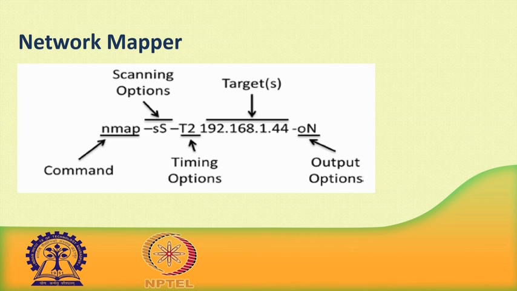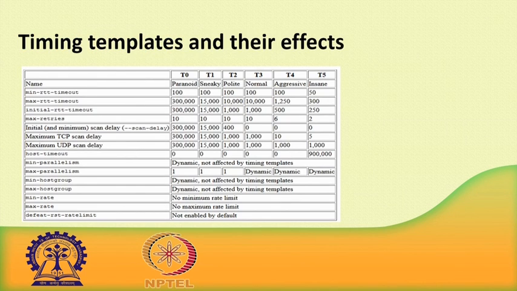Finally, insane mode assumes that you are on an extraordinarily fast network or are willing to sacrifice some accuracy for speed. This template allows the user to specify how aggressive they wish to be, while leaving Nmap to pick the exact timing values. The templates also make some minor speed adjustments for which fine-grained control options do not currently exist. Now we are also providing the timing templates and their effect.